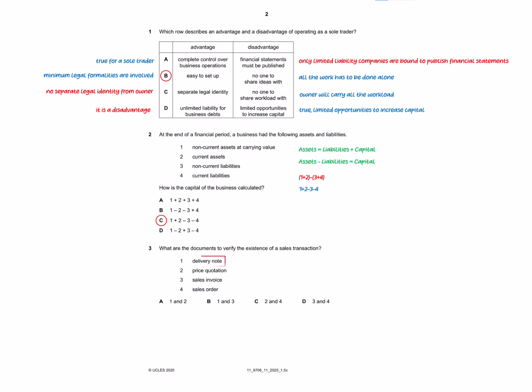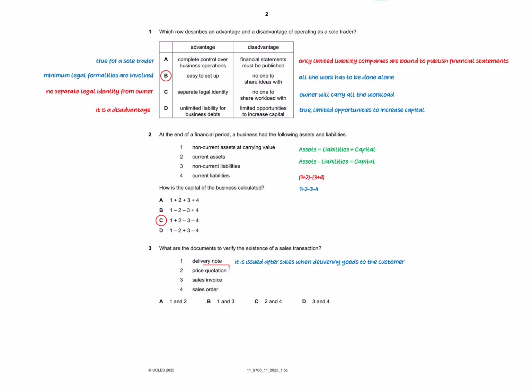Number 1, delivery note. This document is issued after the sale has taken place, as is evident from the name, that when goods are to be delivered to the customer, then this is issued. So we can absolutely say that this document supports the existence of a sales transaction.